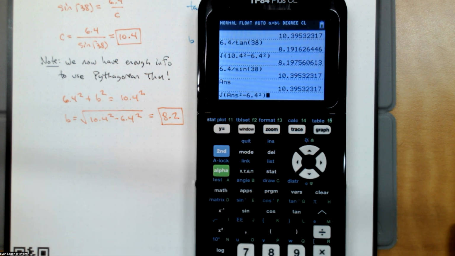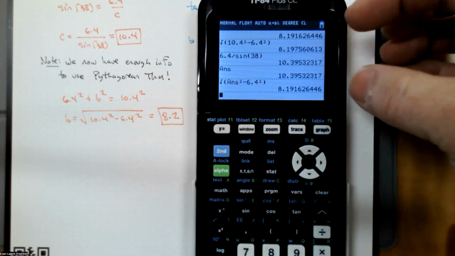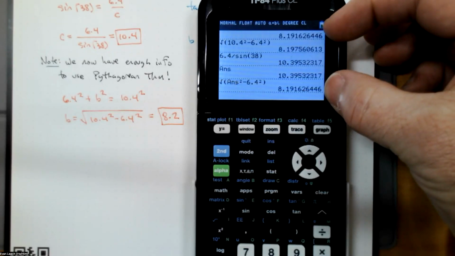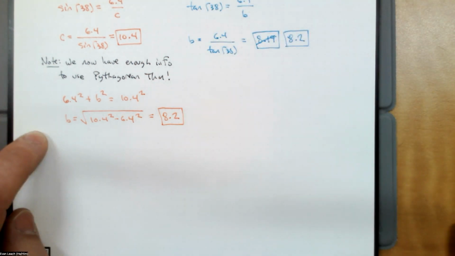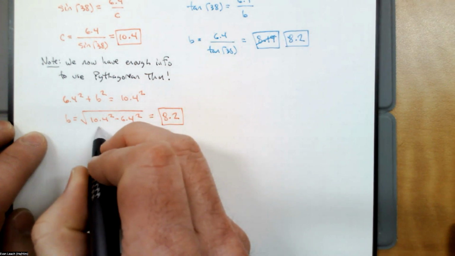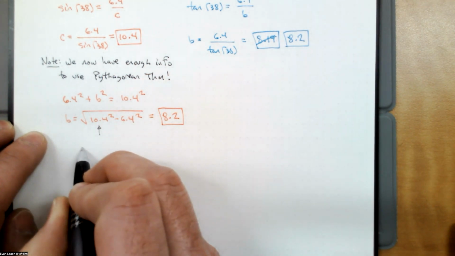Now I'm not using rounded information. Actually, this has been rounded off, but it's been rounded off so far down the line, we don't care. And there we're getting the same thing. 8.19162666446. So if you're going to use used information, avoid using rounded information.